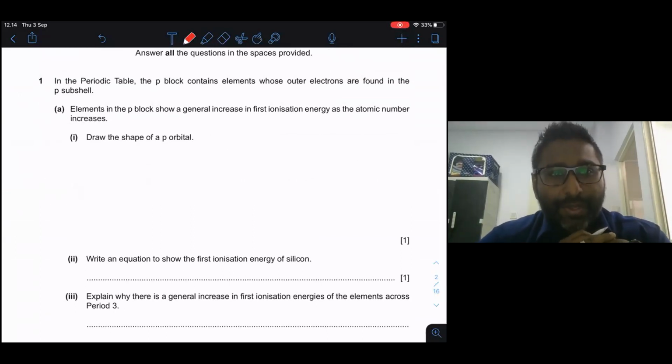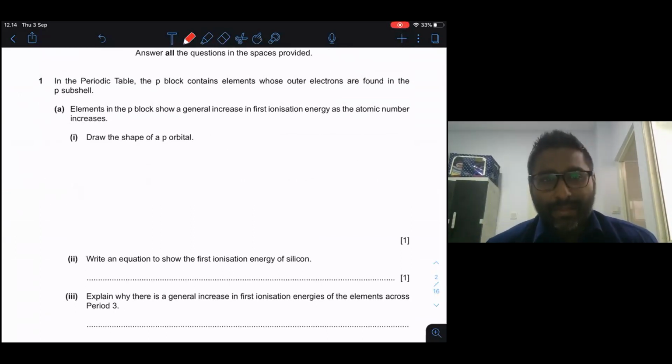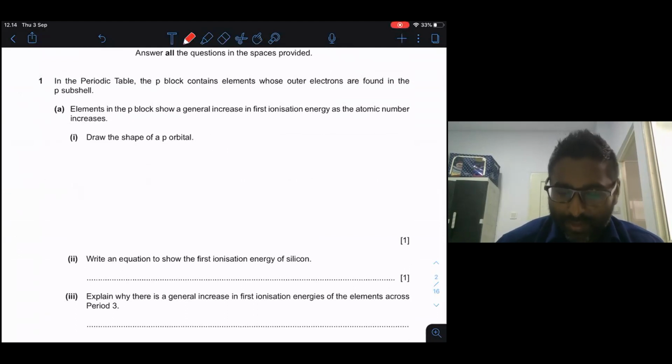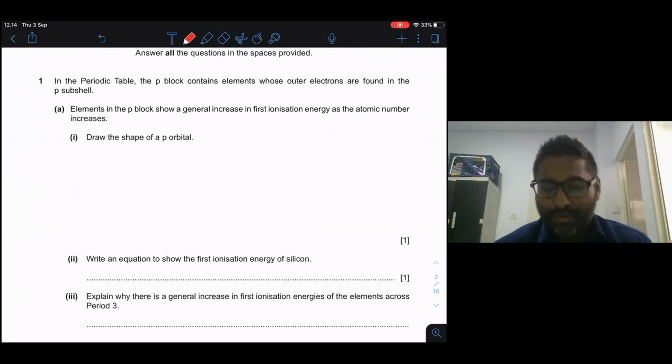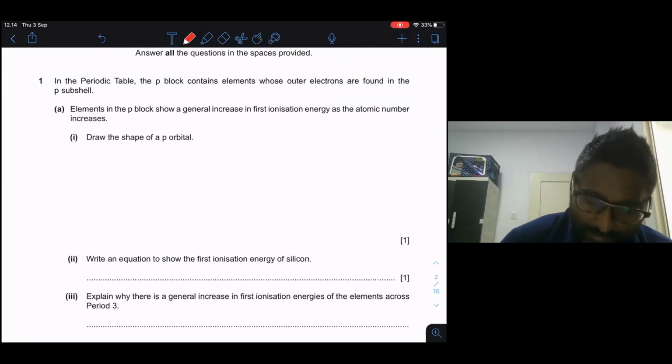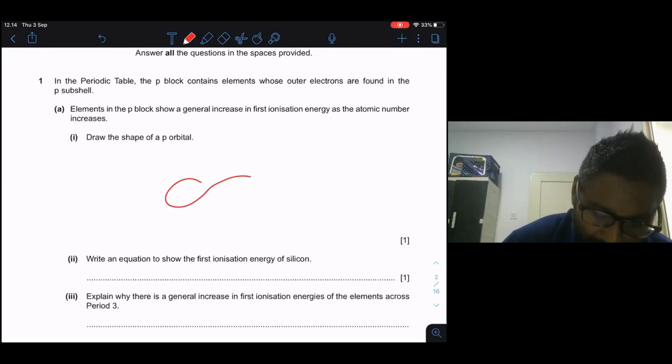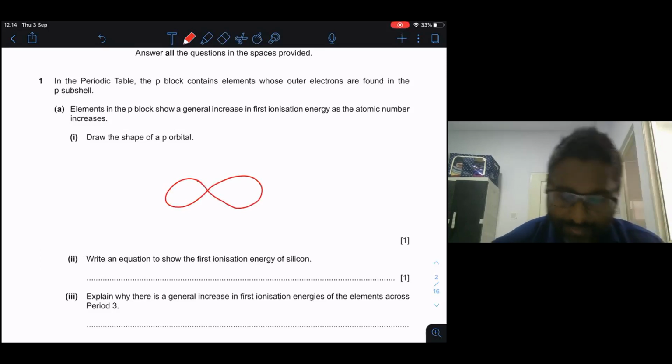In the periodic table, the p block contains elements whose outer electrons are found in the p subshell. Elements in the p block show a general increase in the first ionization energy as the atomic number increases. Draw the shape of a p orbital. So let's draw the shape of a p orbital. This is going to be the shape of a p orbital.